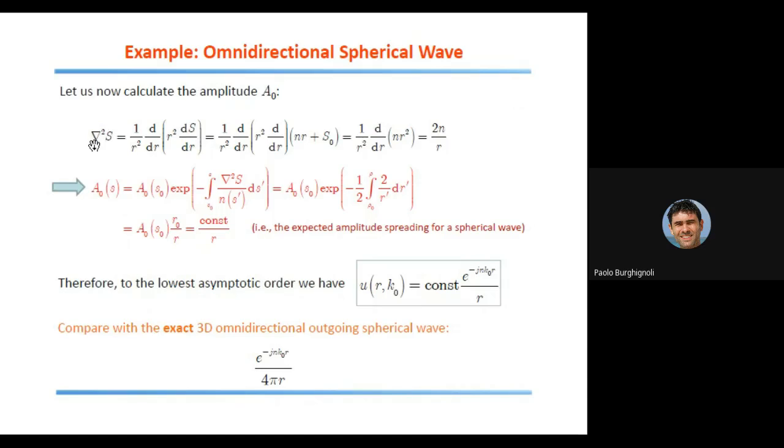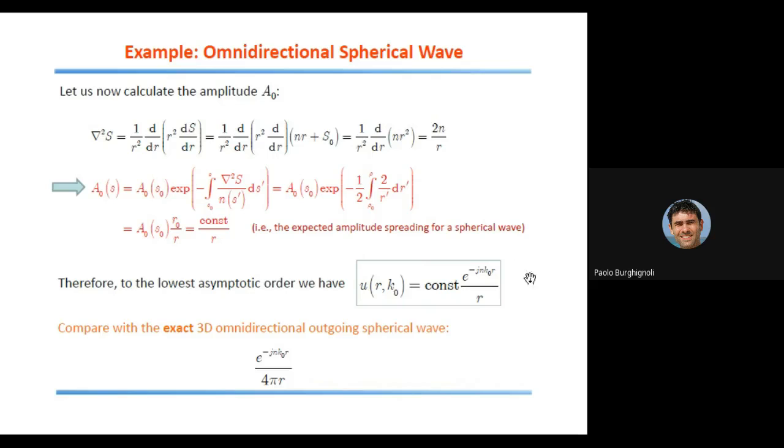Again, once you have the Iconal, you can calculate the amplitude at the lowest order from the transport equation. And in this case, as you would expect, the amplitude is inversely proportional to the radial distance, because now we are spreading in 3 dimensions. So the amplitude must go as 1/r. And so to the lowest order, we have this kind of behavior. The radial propagation factor in the exponential in the numerator, and the spreading factor in the denominator, which guarantees that power is conserved across any wavefront.